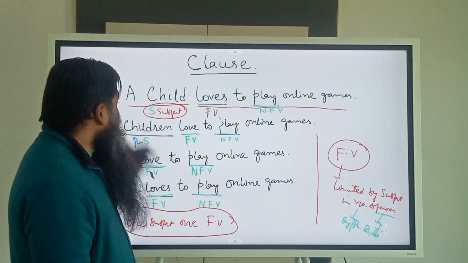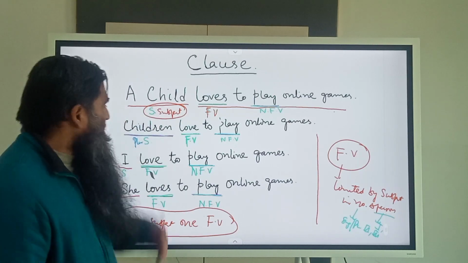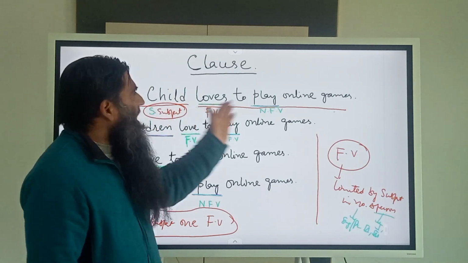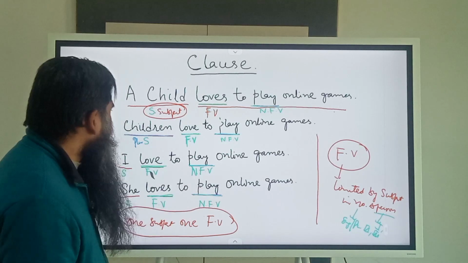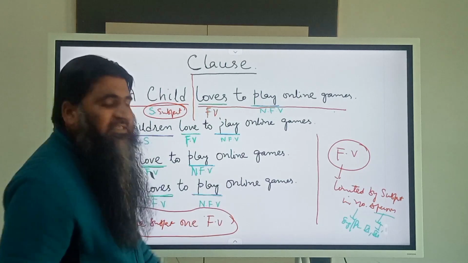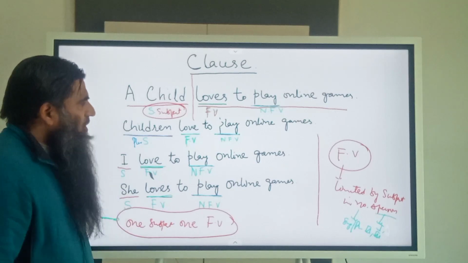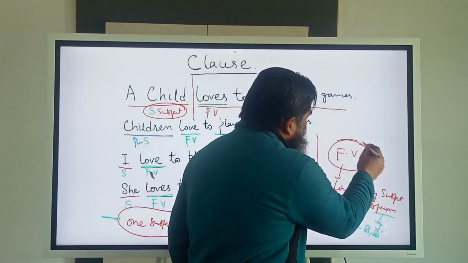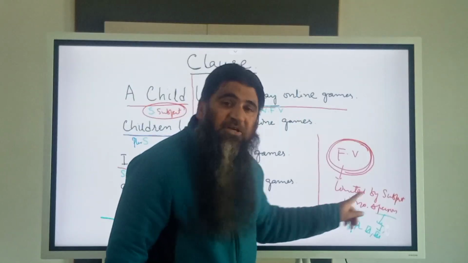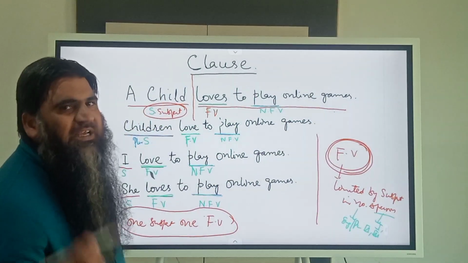In the first sentence, we have a child which acts as the subject here because we are talking about the child. And the predicate of this child is loves to play online games, as you already know now. But the most important word in this predicate is the verb, that is loves here, which is a finite verb. So, dear students, you must know what finite verbs are. A finite verb is a verb that is limited by the subject in number and person. What does that mean? Limited by subject in number and person.